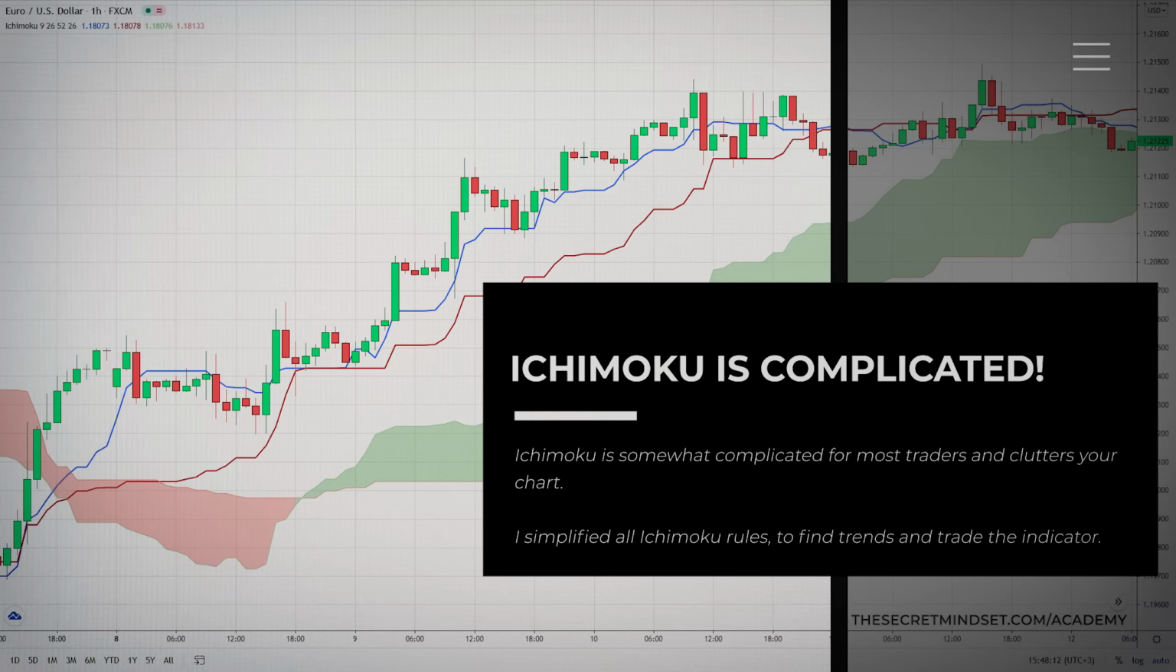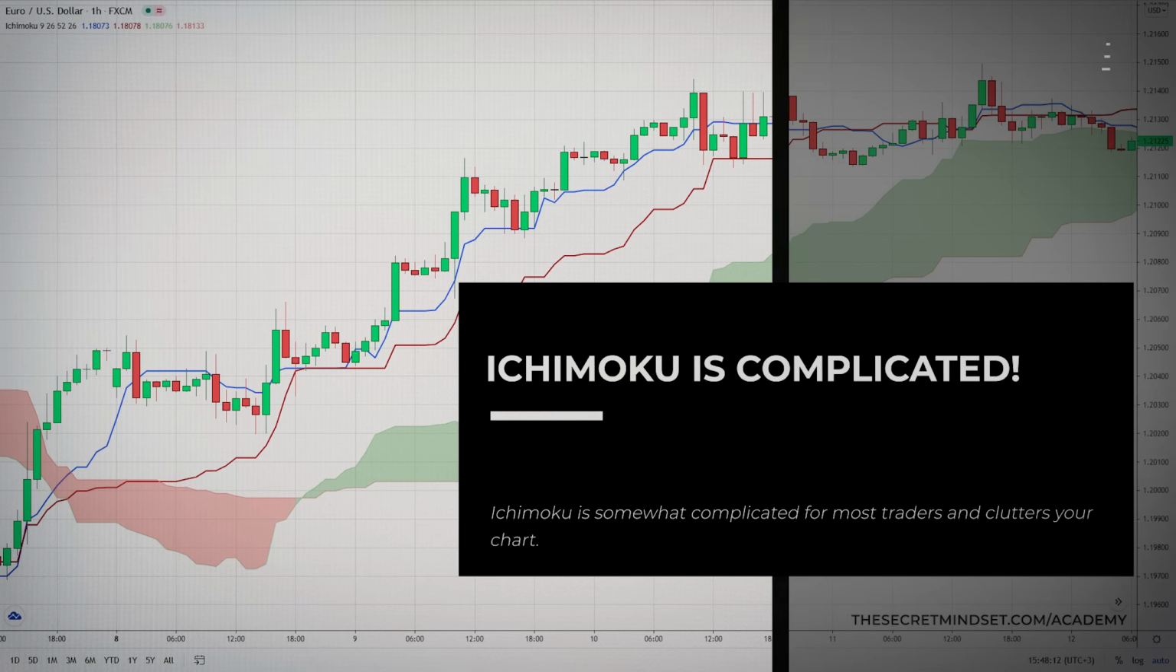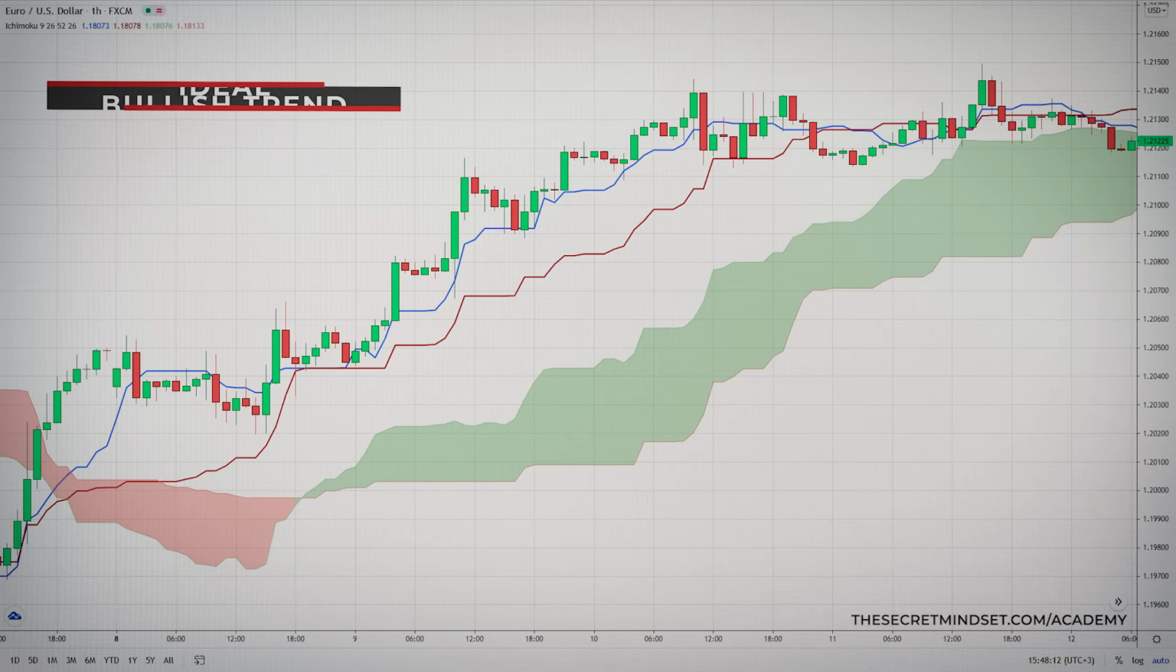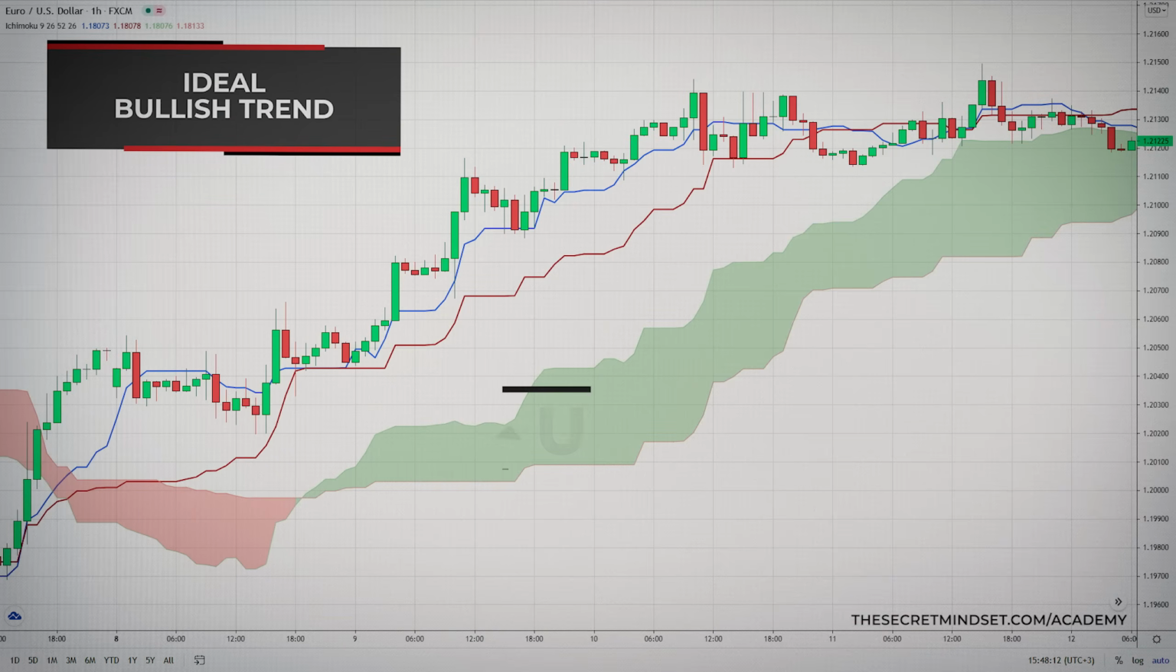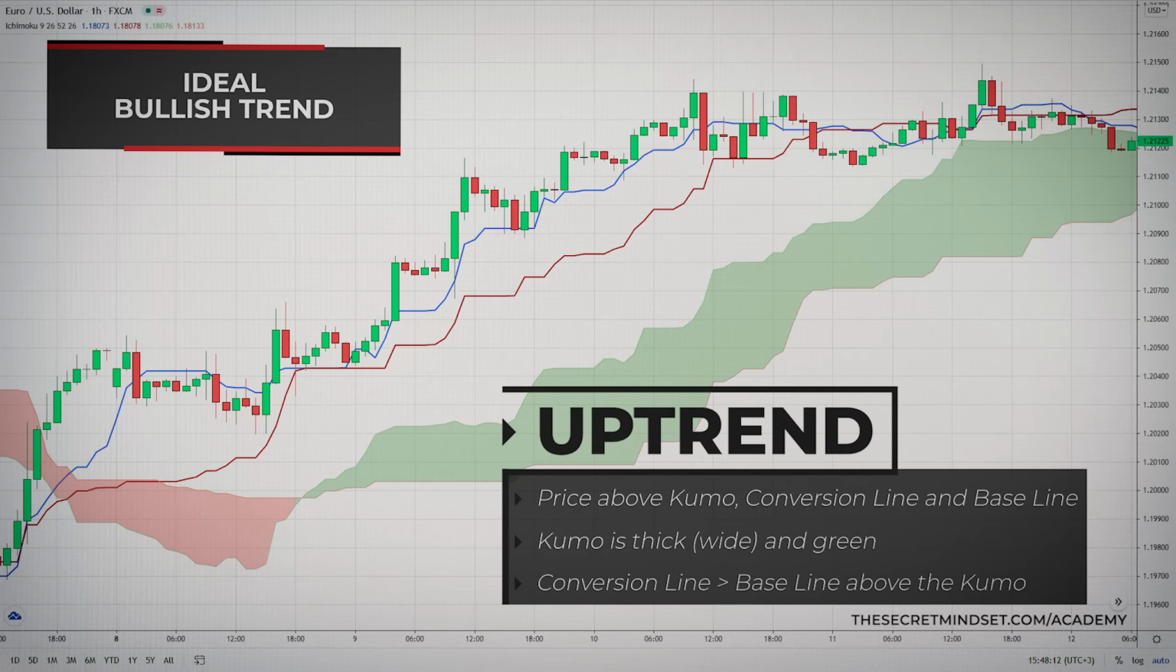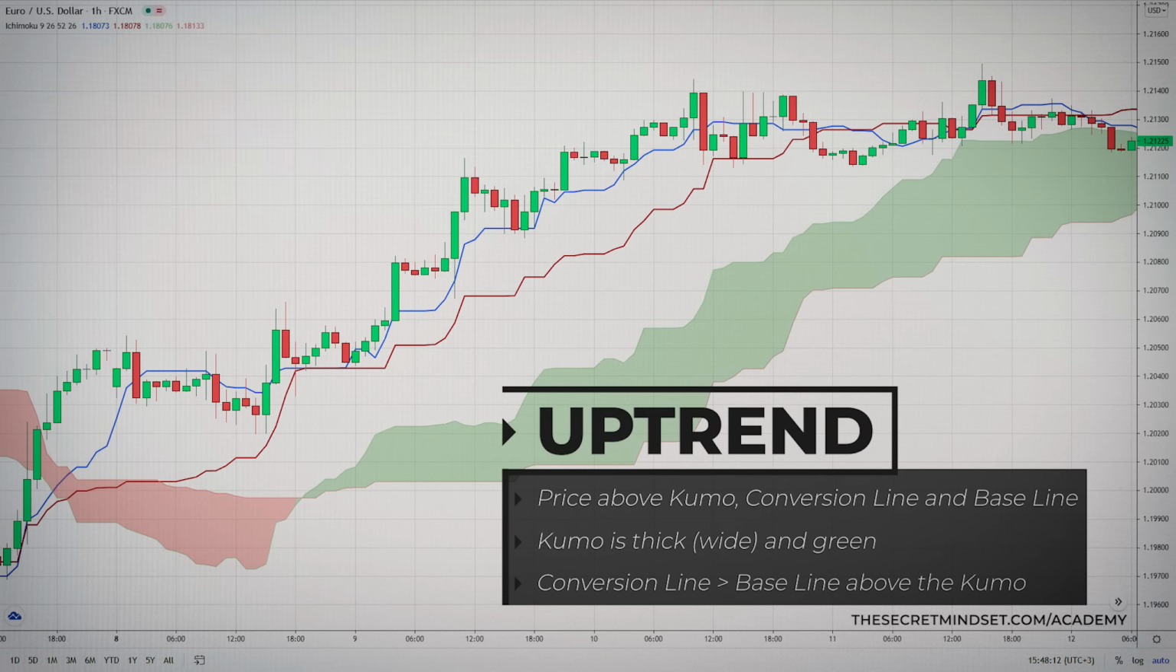Now let's face it, Ichimoku is somewhat complicated and clutters your chart. I personally simplified these rules. The description of an ideal bullish trend or confirmation would be: the price is above the Kumo, conversion line, and the baseline. The Kumo is thick and green, and the conversion line has crossed up the baseline above the Kumo.